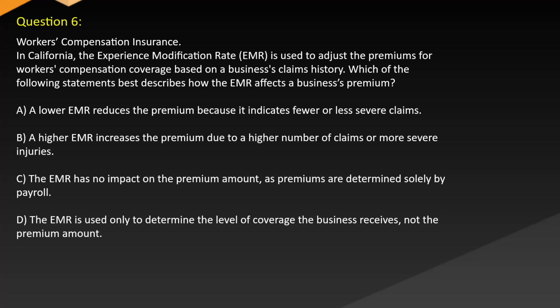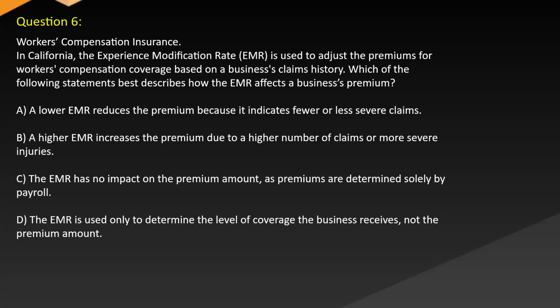Question 6. Workers' compensation insurance. In California, the experience modification rate (EMR) is used to adjust the premiums for workers' compensation coverage based on a business's claims history. Which of the following statements best describes how the EMR affects a business's premium?